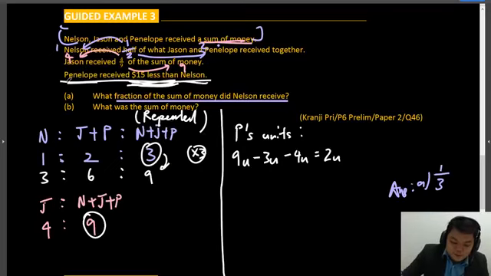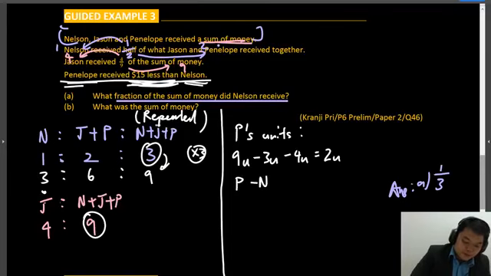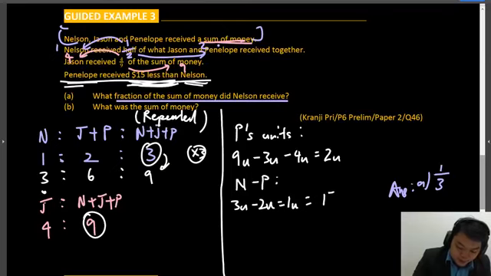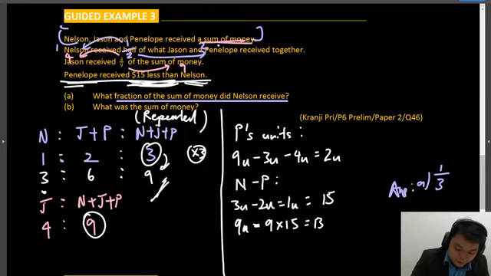Okay? So Penelope versus Nelson, we see that Nelson has got 3 units, we see that Penelope has got 2 units. So if we compare, the other way around, N minus P, this will be 3 units minus 2 units, which is 1 unit, and this 1 unit would have a value of $15. So what was the sum of money? The sum of money would be the total of 9 units. So 9 copies of 15 will give you 135. So the answer for B would simply be $135.